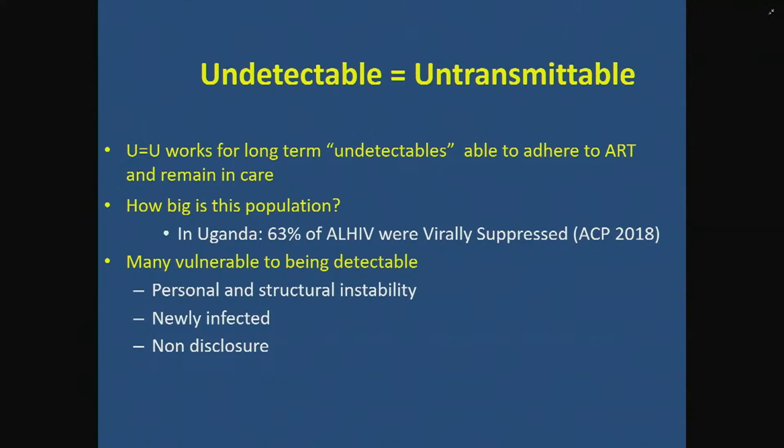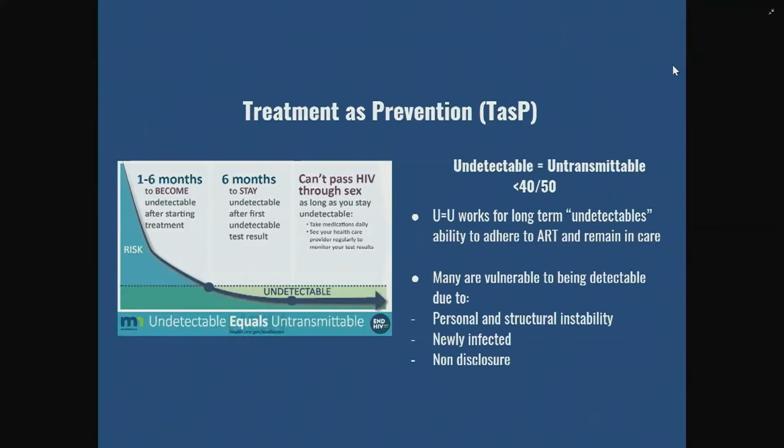We know that undetectable equals untransmissible, but we also know that U equals U does not mean that the patients have recovered from HIV. And in Uganda, as per 2018, only 63% of our adolescents were virally suppressed. These figures have gone up for sure, but many vulnerable adolescents are continuously becoming detectable. So treatment as prevention has also been talked about, that undetectable equals untransmissible works for as long as undetectables continue to adhere to their treatment and remain in care.